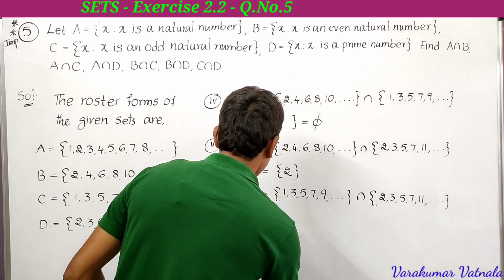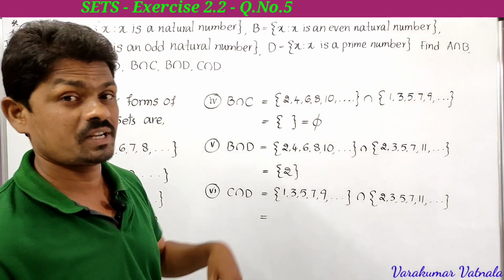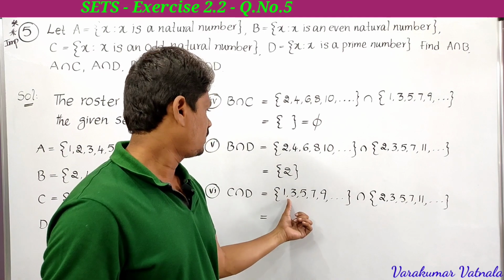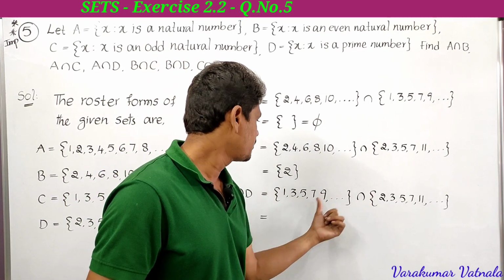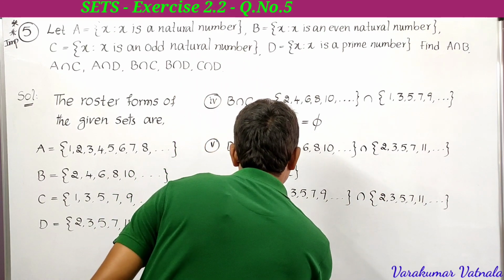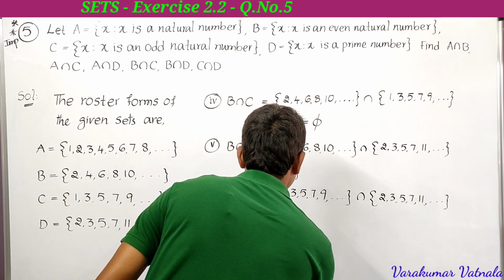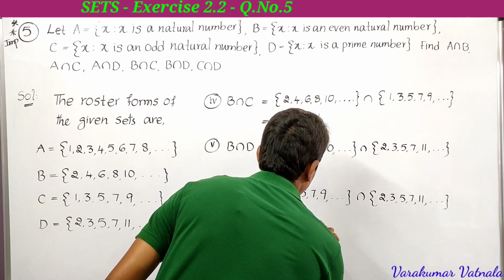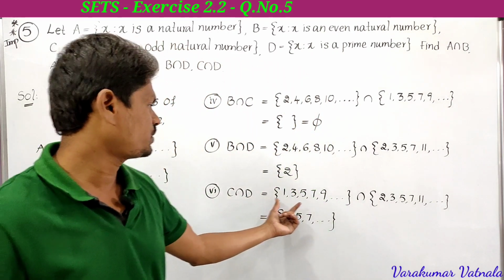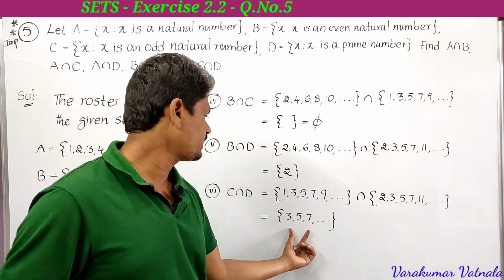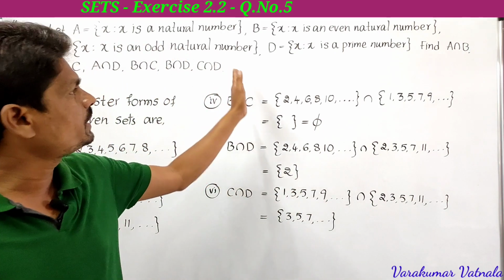Now we have to identify the common elements that should be present in both the sets. 1 is not there, 2 is not there, 3, 5, 7. These are the common elements. So these are the common elements in C intersection D. So we have completed all.